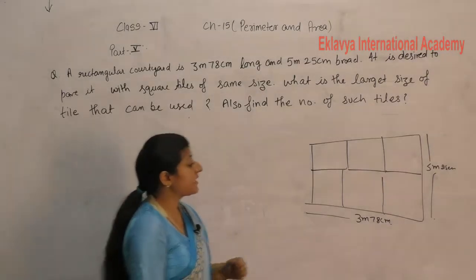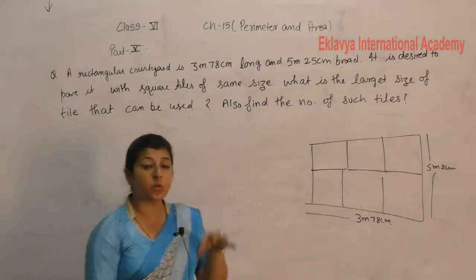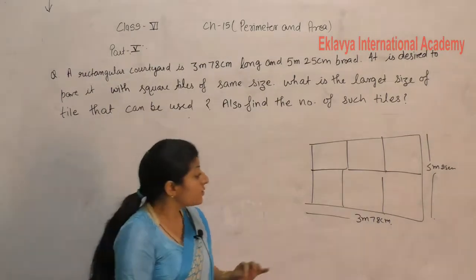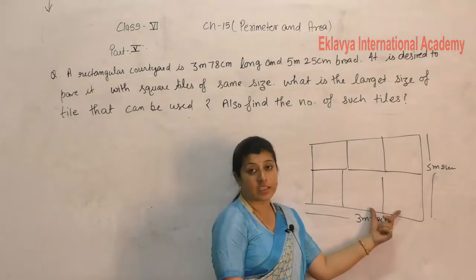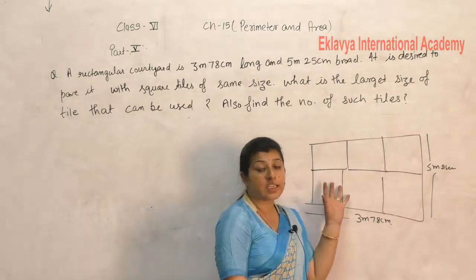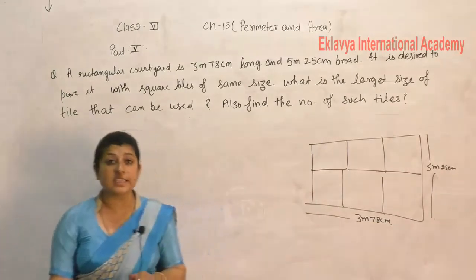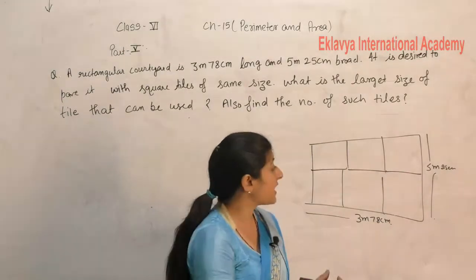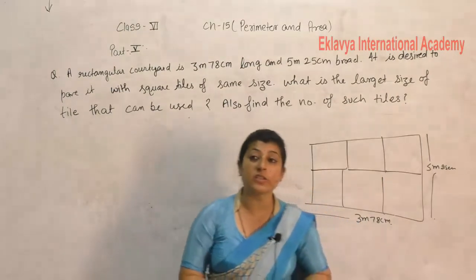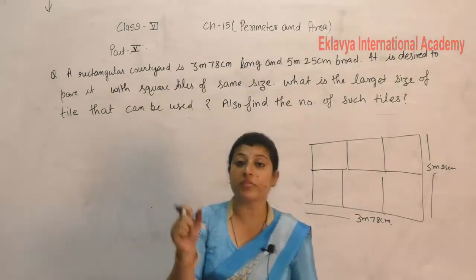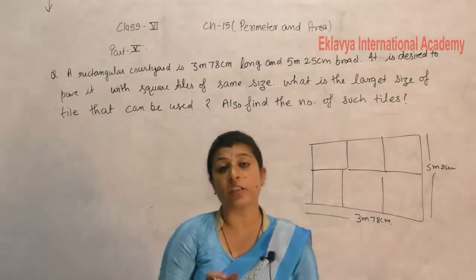It is asking what size of tiles we should lay that can completely cover it, and what the largest size of that tile can be. How can we find out the largest side? Whenever we find the largest value of the two values, it means we have to find the highest common factor, that is the HCF of the two given values.